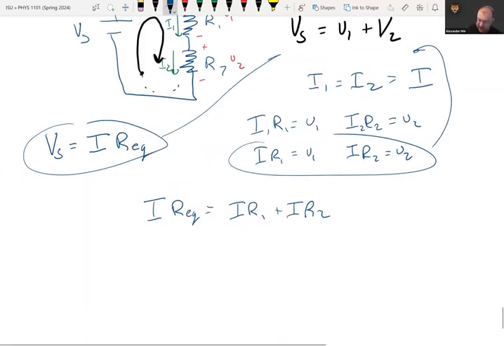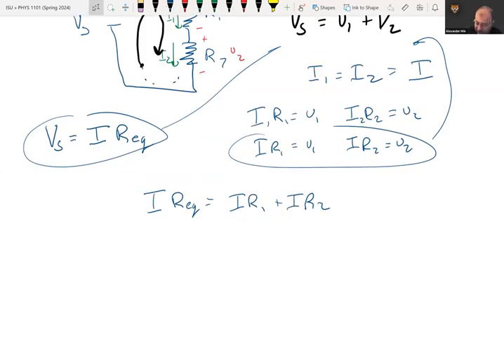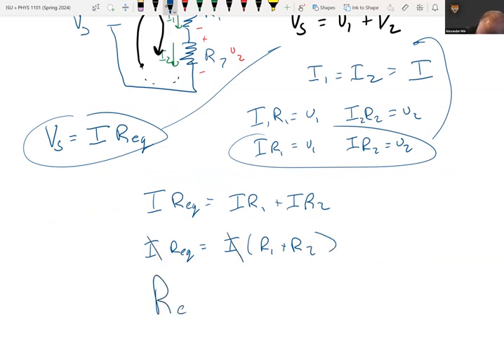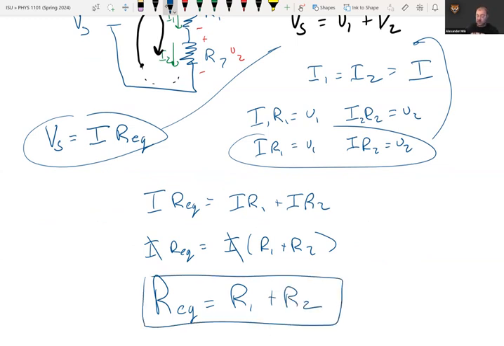Well, notice, just like the voltage canceled out in the previous one, the currents cancel out here. So we have I R equivalent is equal to I times R1 plus R2. The I's will cancel, and we just end up with R equivalent is equal to R1 plus R2. Okay, so that is where that series rule comes from. By using these principles of conservation of charge and conservation of energy, you can derive both the parallel rule and the series rule.